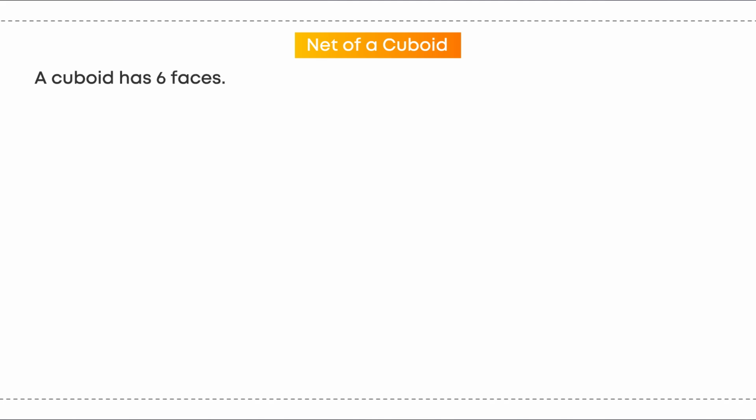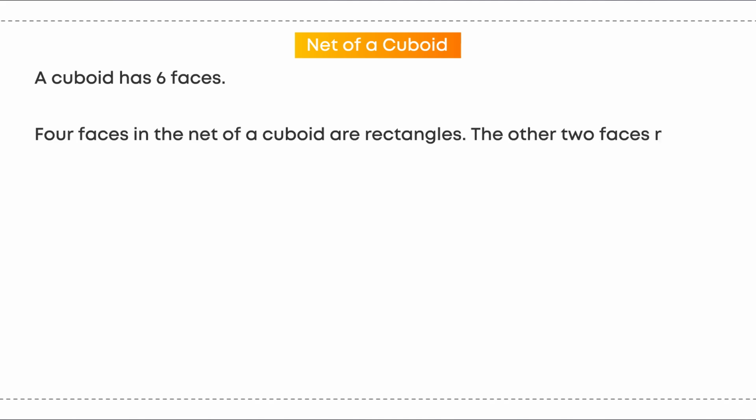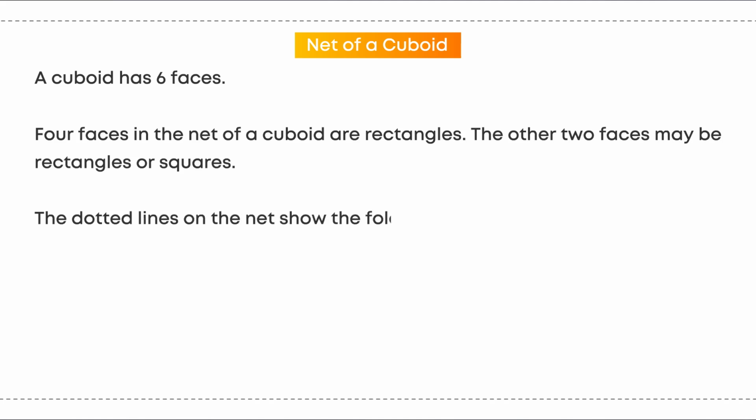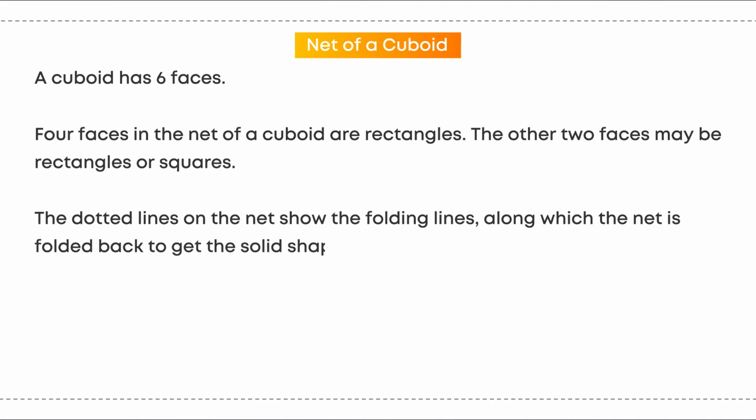Net of a cuboid. A cuboid has 6 faces. 4 faces in the net of a cuboid are rectangles. The other 2 faces may be rectangles or squares. The dotted lines on the net show the folding lines, along which the net is folded back to get the solid shape.